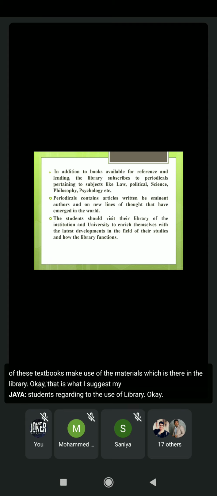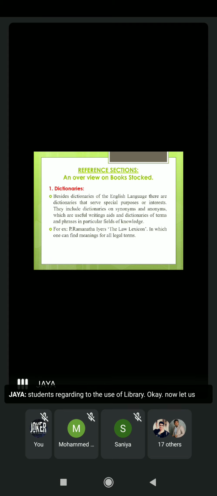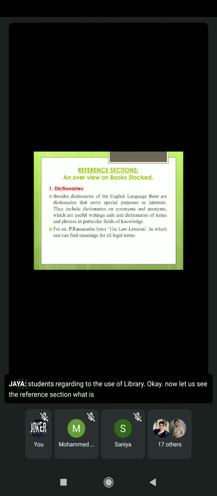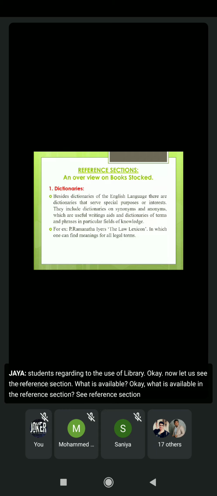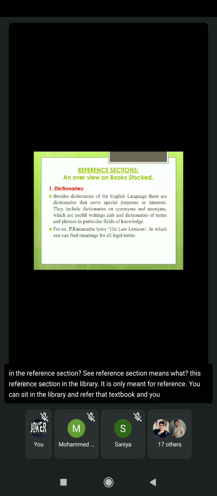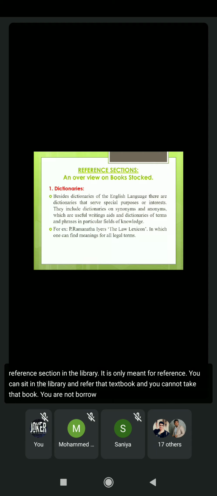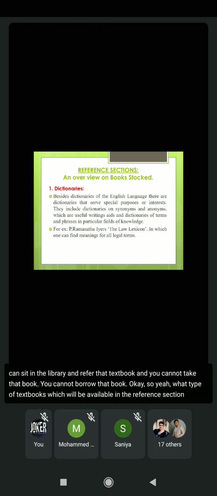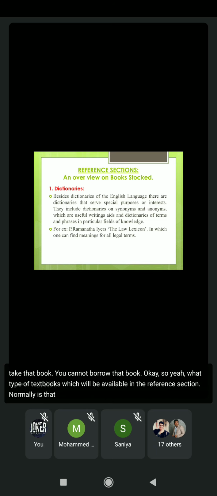Now let us see the reference section, what is available. What is available in the reference section? Reference section means what? This reference section in the library is only meant for reference. You can sit in the library, refer to that textbook, and you cannot take that book. You cannot borrow that book. So here, what type of textbooks will be available in the reference section normally is the dictionary.